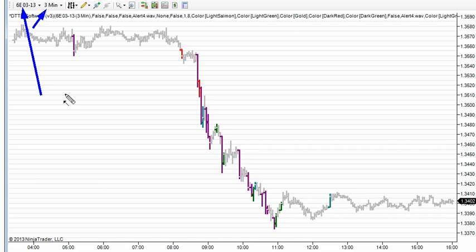This would work on a 1-minute chart, a 60-minute chart. You could look at it on a 30-second chart if you really wanted to see it as close to real time as you can get. So however you want to use this, you certainly can.